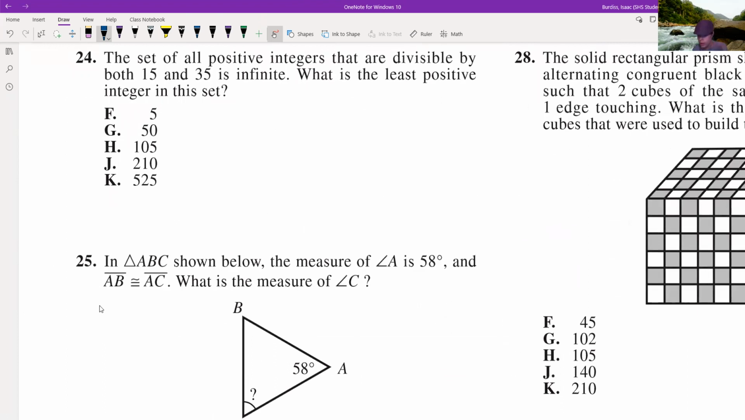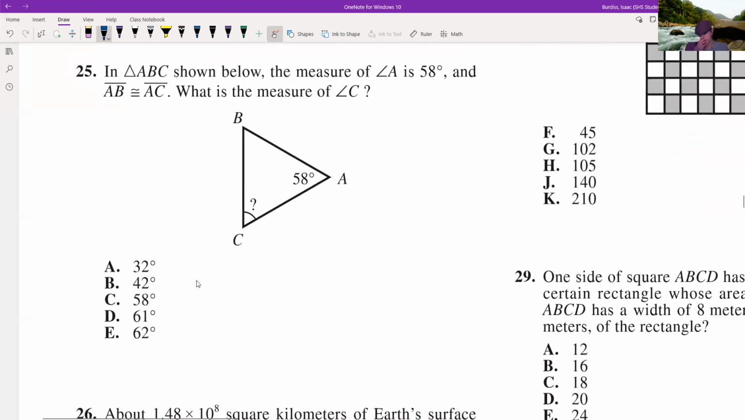Now we have the set of all positive integers divisible by 15 and 35 is infinite. Too bad, don't care about that. All you need to know is divisible by 15 and 35. What is the least positive integer in the set? So divide all these answer choices by 15 and 35, see if you get an integer number, and whichever one is the minimum of that. And that happens to be 105. 5 obviously can't do that. 50 obviously can't do that. And then 105 is the minimum one that turns out to be integers.